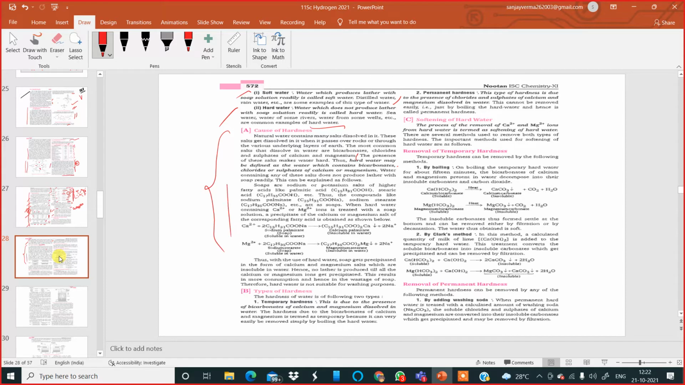Soaps are sodium or potassium salts of higher fatty acids like palmitic acid, stearic acid, etc. Thus, compounds like sodium palmitate and sodium stearate act as soap. When hard water containing calcium and magnesium ions is treated with a soap solution, a precipitate of the calcium or magnesium salt of the corresponding fatty acid is obtained, as given below. Don't learn this reaction. Thus, with the use of hard water, soap gets precipitated in the form of calcium and magnesium salts, which are insoluble in water.